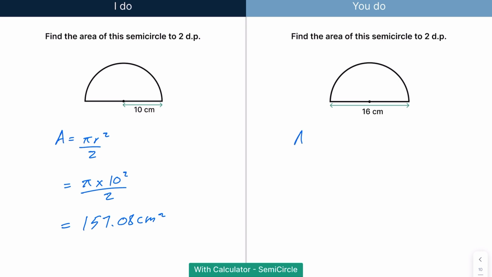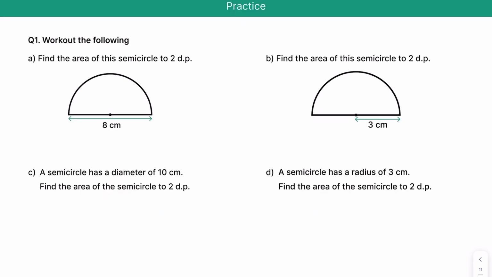Again, on the right, we have area is pi r squared, and because it's half a circle, we're just going to half that. Now here we've been given a diameter of 16, which means the radius is 8. So that's going to be pi times 8 squared over 2, which is 100.53 centimeters squared. Moving on, so here's some practice questions. Press pause and have a go. Here are the answers. Mark your work.